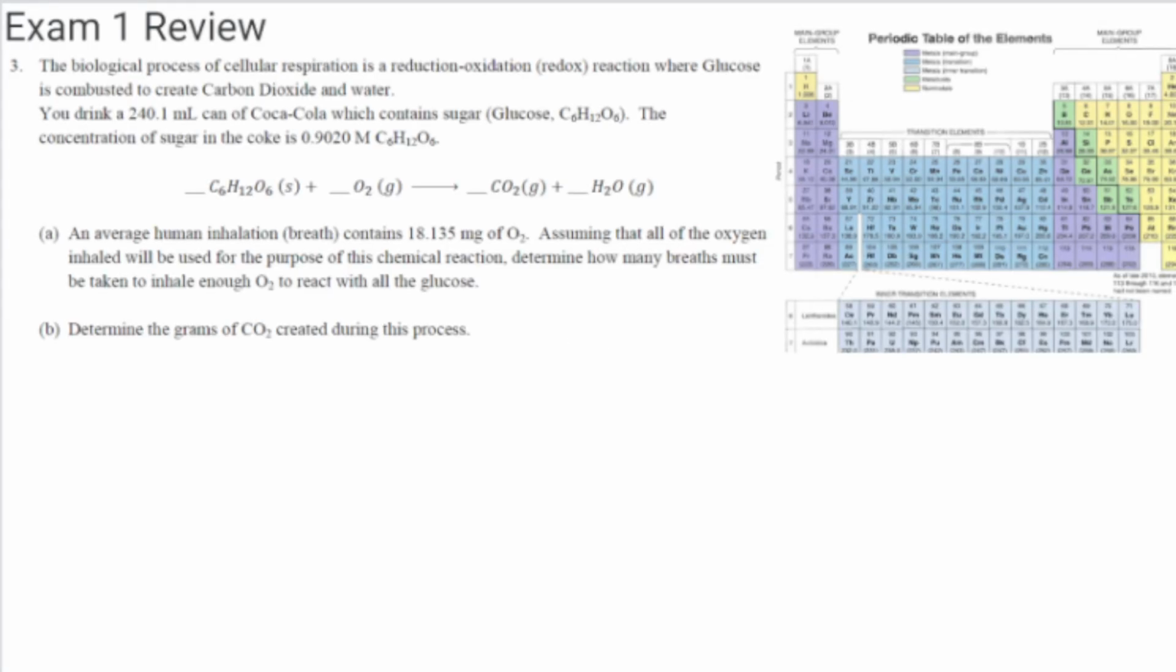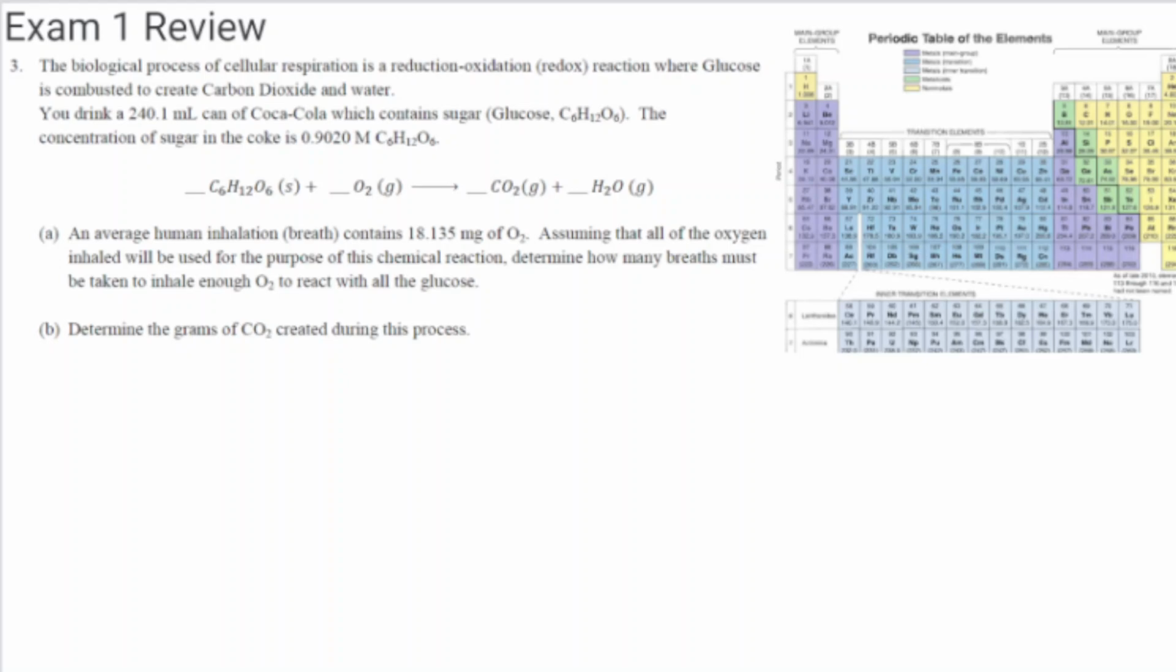The biological process of cellular respiration is a reduction-oxidation reaction, or redox reaction, where glucose is combusted to create carbon dioxide and water. You drink a 240.1 milliliter can of Coca-Cola, which contains sugar, or glucose, C6H12O6. The concentration of the sugar in the Coke is 0.9020 molar of C6H12O6.